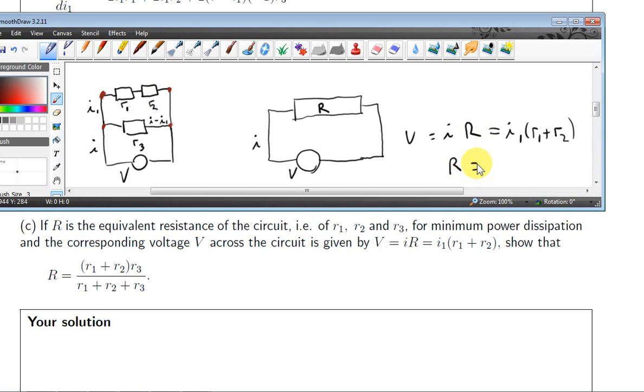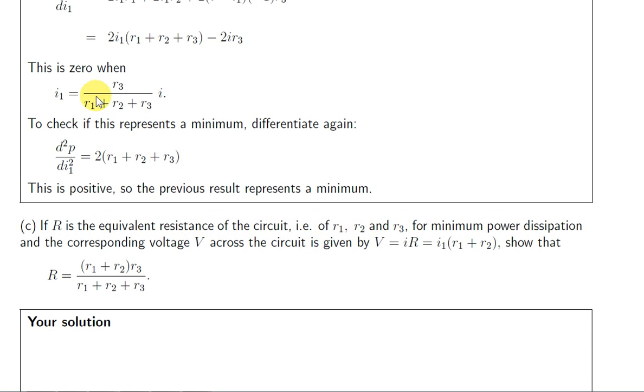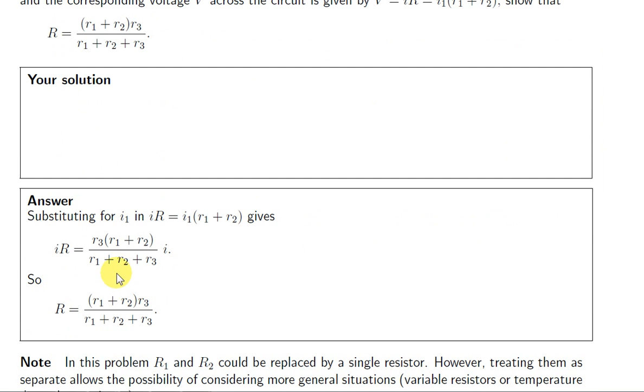So to get the equivalent resistance R of our initial circuit, we just divide across by I. Next we plug in for I1. We found I1 in terms of R1, R2, R3 and I, so that the power dissipated is a minimum. So we plug that in here. So here's our I1. So we have R3 over (R1 plus R2 plus R3) times I going in for I1, and this is what we get, and of course we're dividing by I, so the I goes out.